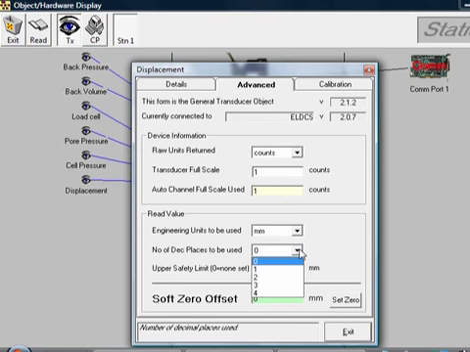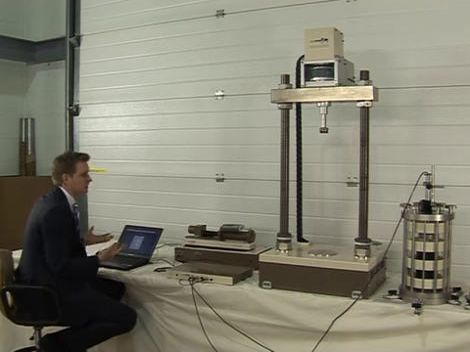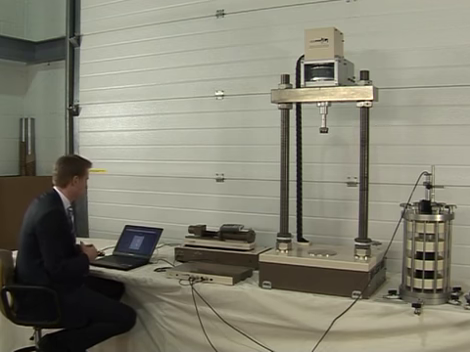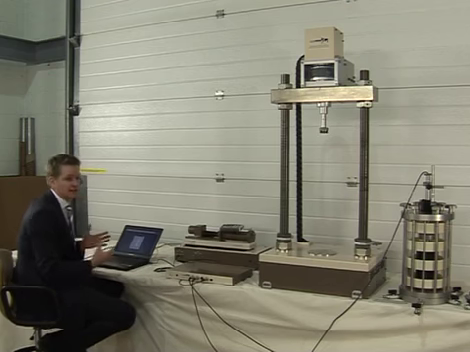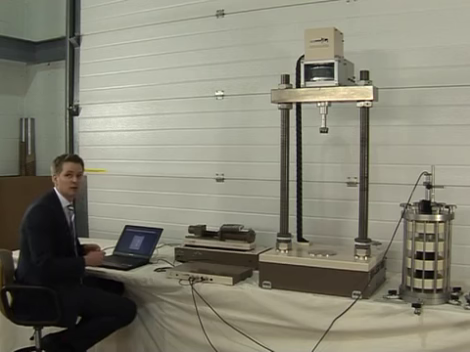Number of decimal places, 3. Reasonable to be displaying the displacement to 1 micron. So that's what we'll enter as 3. And the soft zero offset will actually zero the encoder in its position. So if we are about to dock the sample or just docked the sample, whatever situation we might be in where we want the encoder to read 0, we can press that. Remember, at the start of a test, GDS Lab automatically sets the encoder or the displacement, whichever is our primary displacement transducer, to 0 at the time when we dock the system.